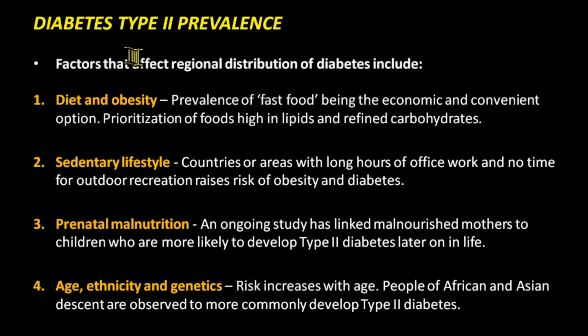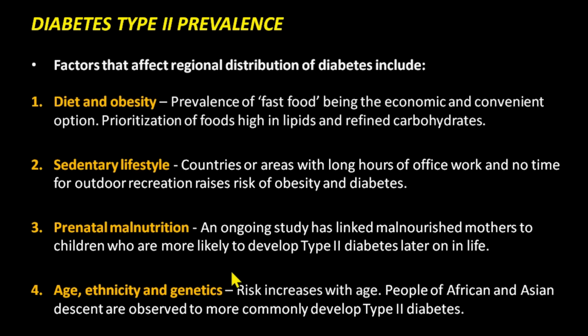So factors that affect the regional distribution of diabetes would include diet and obesity, due to the prevalence of fast food being the convenient option, or the prioritization of foods high in lipids and refined carbs. Examples would be like doubles in Trinidad. Sedentary lifestyles where you have long hours of office work and no time for outdoor recreation. Prenatal malnutrition or gestational diabetes, which means the mother could pass on the risk to the child. And then age, ethnicity, and genetics, where the risk increases with age, and people of African and Asian descent are observed to more commonly develop type 2 diabetes.